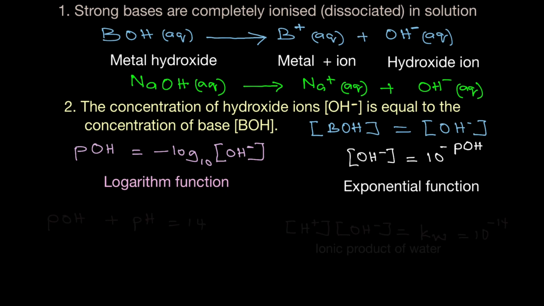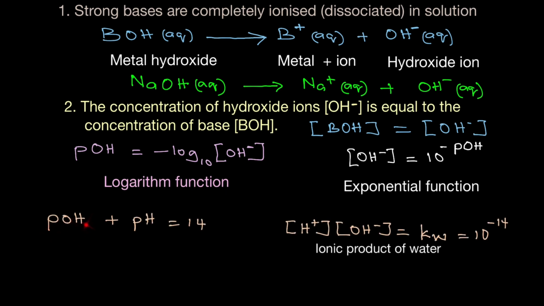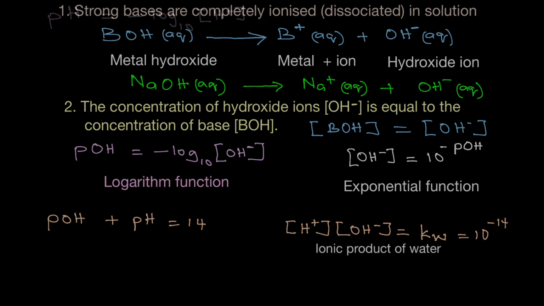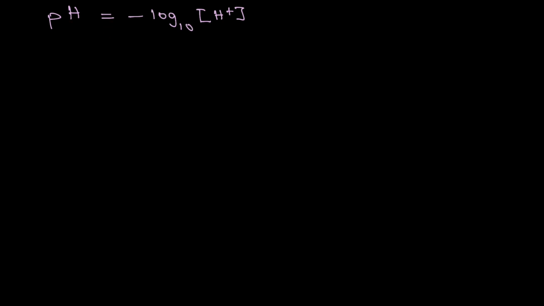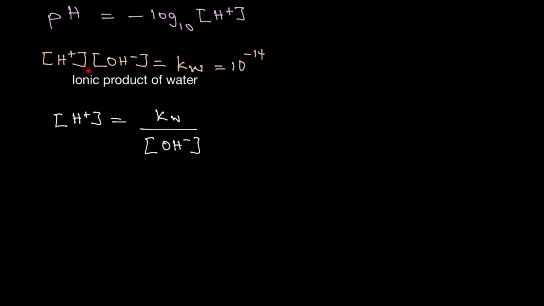They are interchangeable. We can also use pOH plus pH equals 14, or concentration of H plus times concentration of OH minus equals Kw, the ionic product of water, and that equals 10 to the power minus 14. We know pH equals minus log base 10 concentration of H plus. We know the concentration of H plus times the concentration of OH minus equals Kw, which equals 10 to the power minus 14.